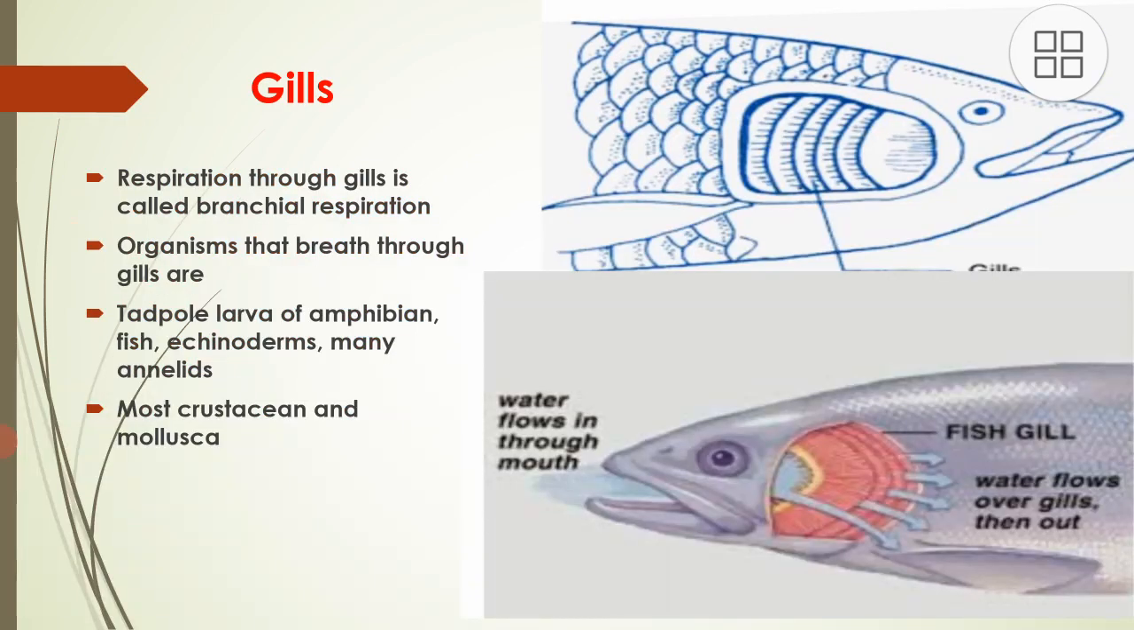Gills. Respiration through gills is called branchial respiration. Organisms that breathe through gills are the tadpole larva of amphibians, that is the larva of frog, and echinoderms, many annelids, fish, most crustaceans, and molluscans. In fish, water flows in through the mouth and goes into the gills, and then it comes out through the gill opening.